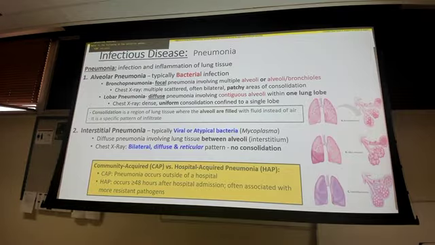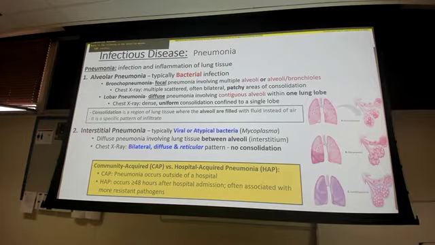Now, with interstitial pneumonia, this is different, right? The alveoli are not infected. There's no fluid in the alveoli. The fluid, the inflammation, is outside the alveoli. It's in the interstitial space, okay? What causes this are typically viruses, so really any type of respiratory virus, or atypical bacteria. When we talk about atypical, we're talking about Mycoplasma pneumoniae. The reason why it's atypical is because it doesn't have a bacterial cell wall, so that's why we call it atypical, but it's still a bacteria.